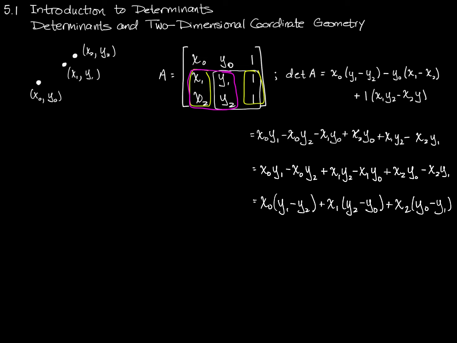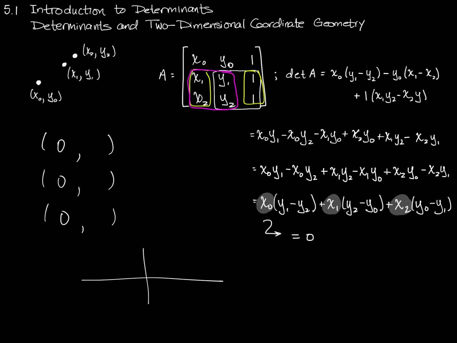Now I want to talk about all the different ways in which this expression can equal 0. One of the ways that could happen is if all of the x values were 0. So let's assume that x0, x1, and x2 were all 0. If that were the case, then I'd have 3 points whose x-coordinate was 0, and that means I have 0 and something else, and 0 and something else again. Of course, those 3 points are going to be collinear because they're all on the y-axis.